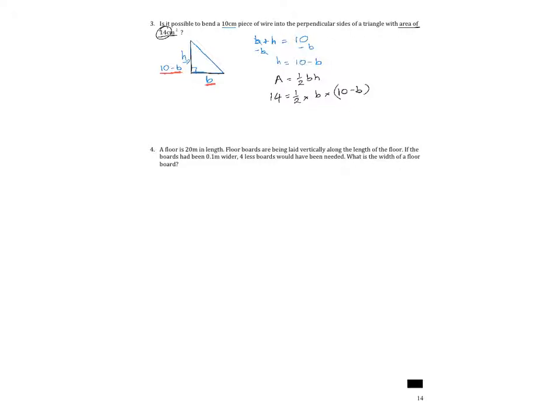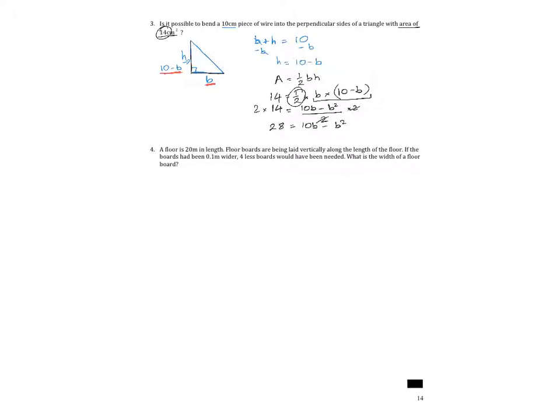But let's simplify that a little bit. So on this side, we've got 14 equals. Now, girls, if you expand this part, I get 10b minus b squared. But then if I'm timesing all of that by a half, I could put all of that over 2. Hopefully that makes sense to you. Now I'm going to times both sides by 2 to get rid of the fraction. And I get 2 times 14 is 28 equals 10b minus b squared.